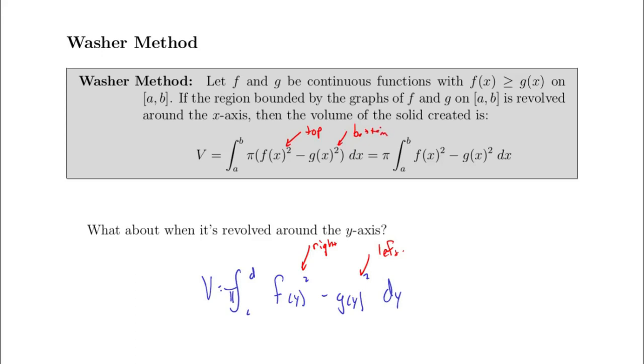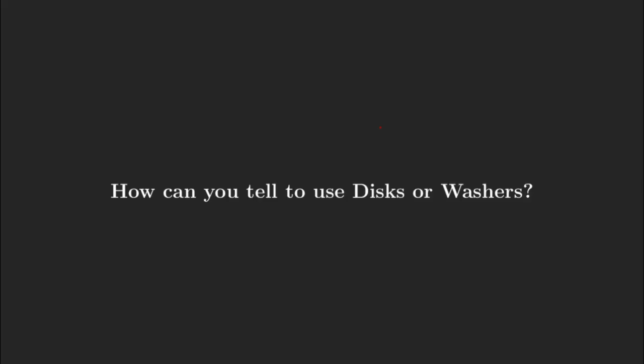This acts a lot like area between curves, except now we're squaring these functions because remember, they're acting as a radius of a circle that we're finding the area of. So that's what we've got for the washer method.